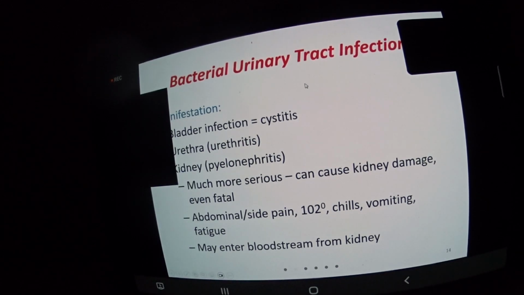UTIs can become very complicated very fast, especially in immunocompromised and elderly. It has to be taken care of with regards to the elderly, especially the immunocompromised. So it can become problematic and become complicated.